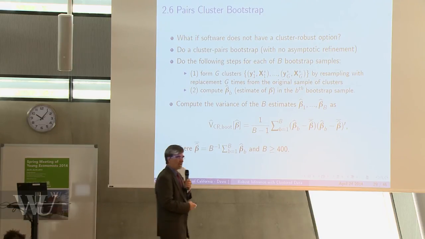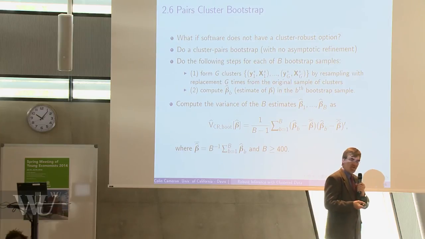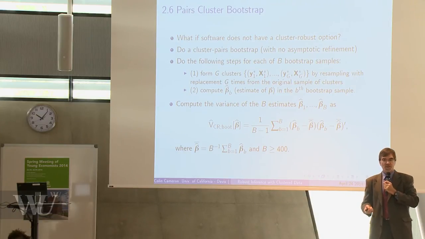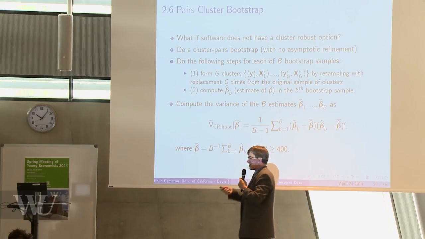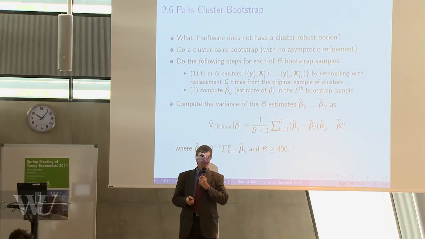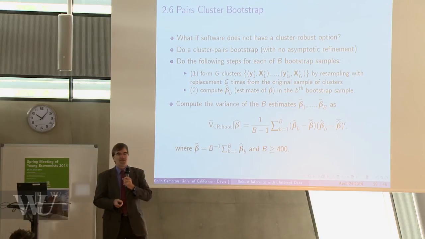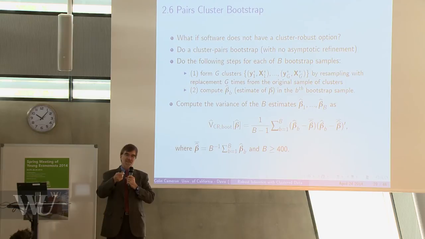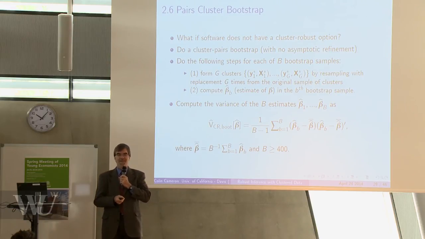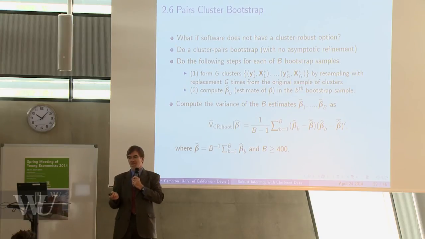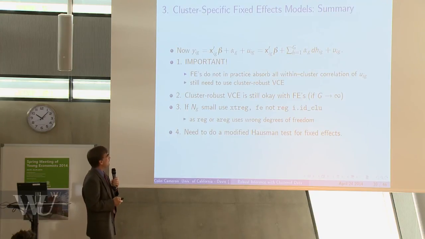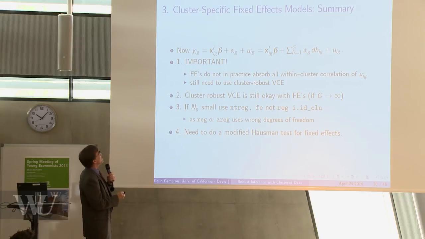So this is something that you do if your package doesn't have the appropriate robust option. It's also something to do if you want to do a Hausman test, because the usual Hausman test is wrong if you think you need to cluster robust. A Hausman test looks at the difference between two estimates and says the variance of the difference is the difference in the variances. But that result only holds if you're using a fully efficient estimator, and if you think you need to cluster robust, you're not using a fully efficient estimator. Okay, now fixed effects.